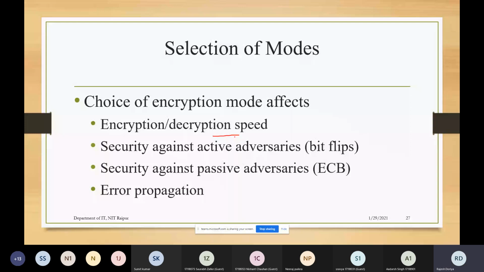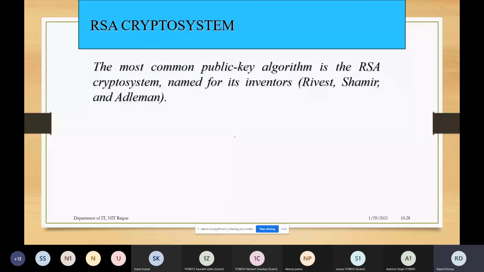Now, the next thing which we are going to discuss is asymmetric key encryption techniques. Anyone who can throw some light on asymmetric key encryption techniques? Anyone?